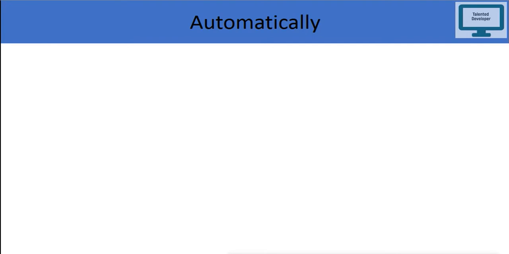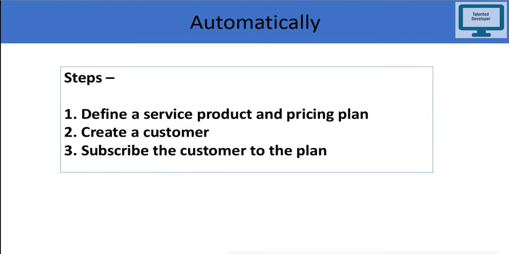Next one is how we can create automatic recurring payments. First of all we have to define our product and pricing plan. I already discussed that. In the next video I will show how we can create our product and add the pricing plans. Once we are done with this, we have to create one customer. Once your pricing plan and customer are ready, we just need to take the customer ID and subscribe the plan. So this comes under this way.